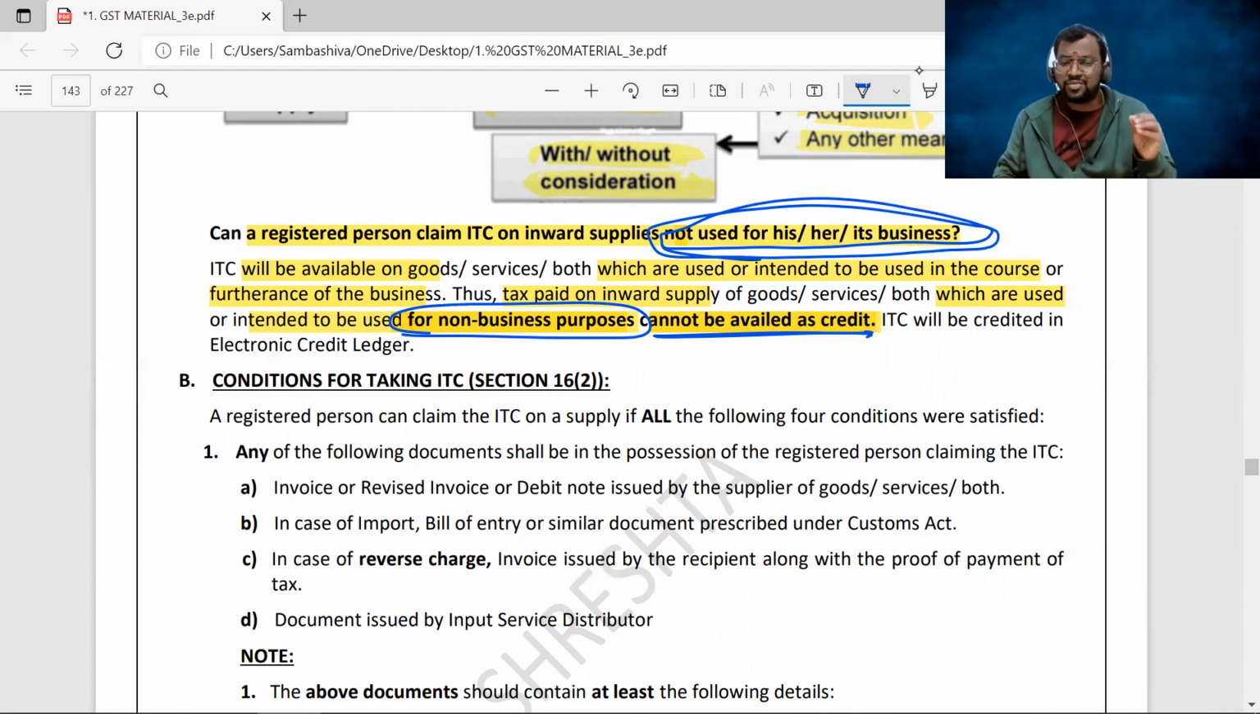After successful registration under GST, 3 ledgers will be opened in your account: electronic cash ledger, electronic credit ledger, and electronic liability register. Are you following, sir, everyone? Electronic credit ledger, electronic cash ledger, electronic liability register. These 3 ledgers will be opened in your account. So all input taxes paid by you will be credited to the electronic credit ledger. Clear? Next.